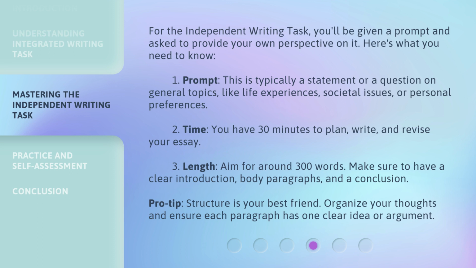3. Length. Aim for around 300 words. Make sure to have a clear introduction, body paragraphs, and a conclusion. Pro tip: structure is your best friend. Organize your thoughts and ensure each paragraph has one clear idea or argument.